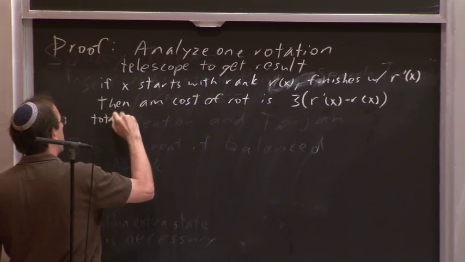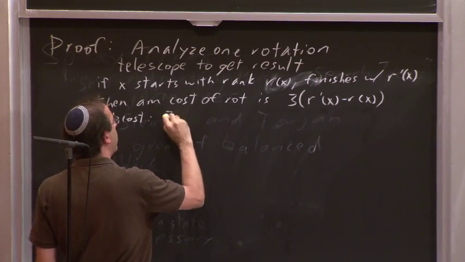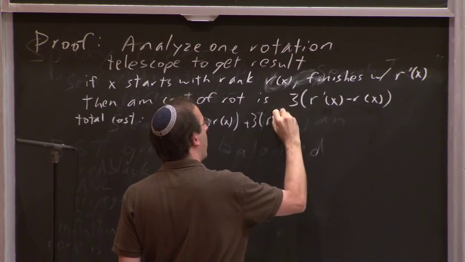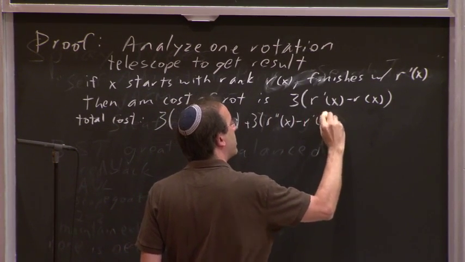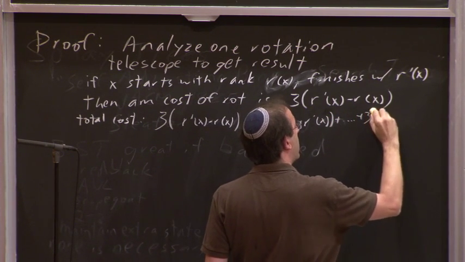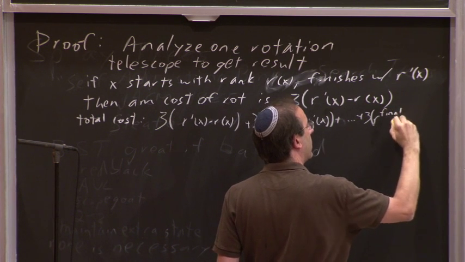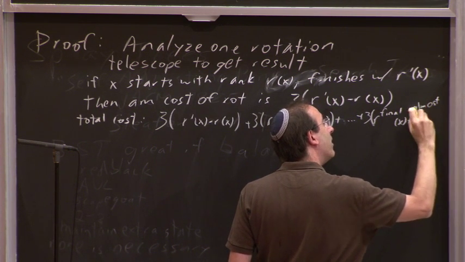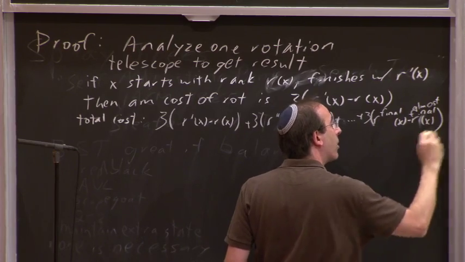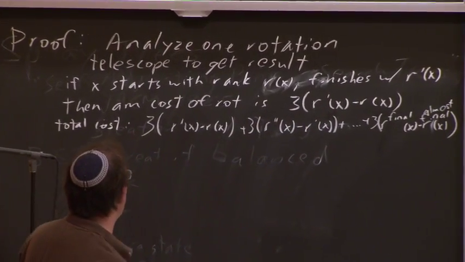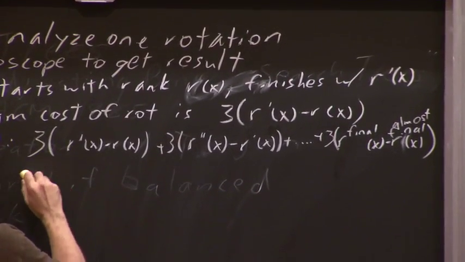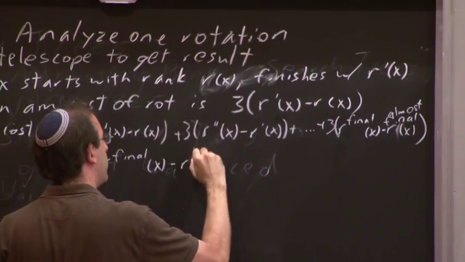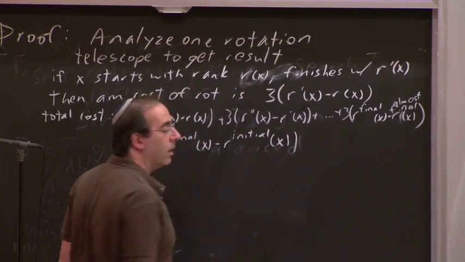So the total cost is 3 times r prime of x minus r of x, that's the first one, plus 3 times r double prime of x minus r prime of x, plus dot dot dot, plus 3 times r final of x minus r almost final of x. Sorry, sometimes mathematical notation is more confusing than it is helpful. When we sum these all up, we get that the total cost is 3 times r final of x minus r initial of x. But what is r final of x?